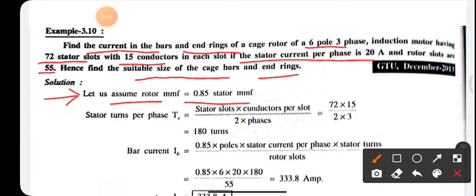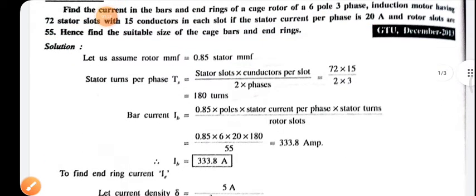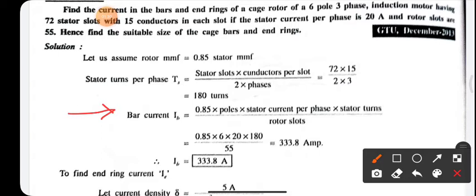Now moving further, what we need to find is the bar current. The equation of the bar current has been derived in the earlier lecture. It is 0.85 times the number of poles times the stator current per phase times the stator turns, upon the rotor slots. The stator current per phase is given, it is 20 amperes, and the rotor slots are 55. The number of poles is 6. Stator turns we don't know, so we need to find the stator turns.